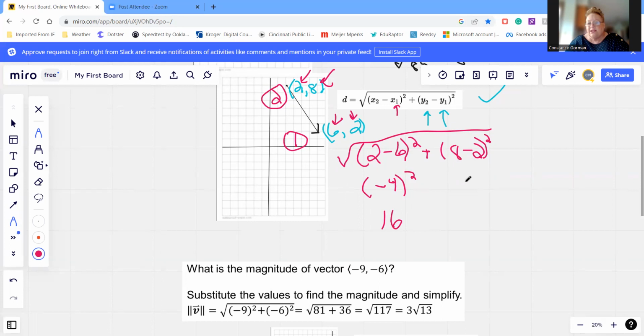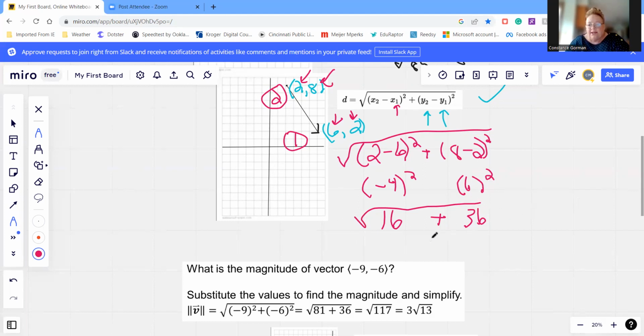We'll do the same thing for the y-coordinates. 8 minus 2 is 6. You have 6 squared. We'll simplify, 36. And for your teachers in your classroom, I would continue, just don't put 16 plus 36, include the square root symbol. It'll show her that you're simplifying.